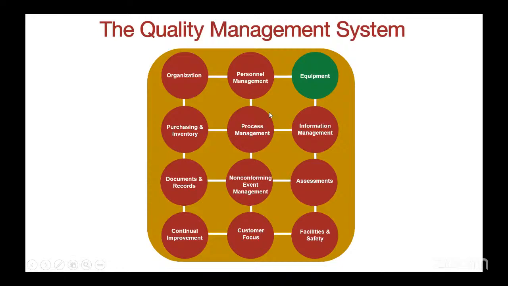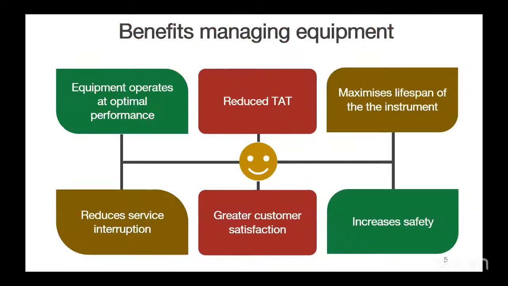Okay, so by way of introduction, equipment is part of the 12 quality system essentials. By now, we are all conversant with the 12 quality system essentials. If you don't know them, please take time to look at them carefully. We have organization, personnel management, equipment, purchase and inventory, process management, information management, document and records, non-conforming event management, assessment, continual improvement, customer focus, and facility and safety. So today we are going to be looking at equipment.